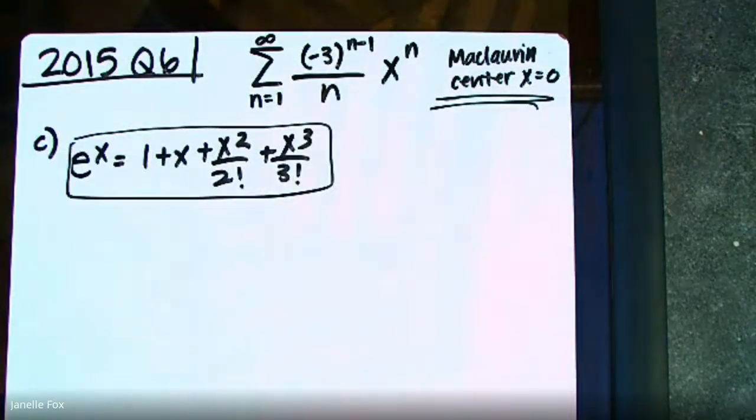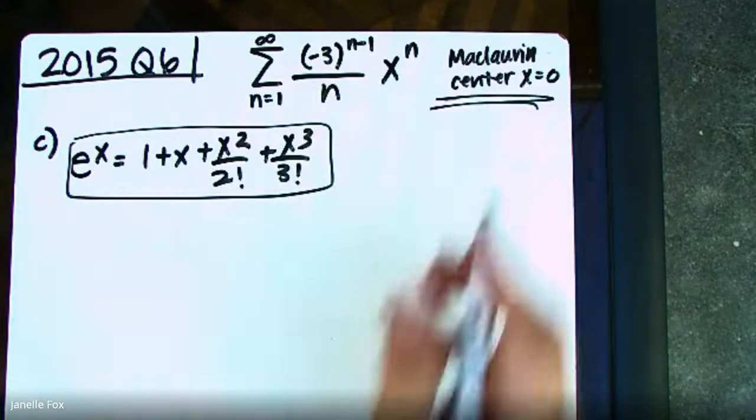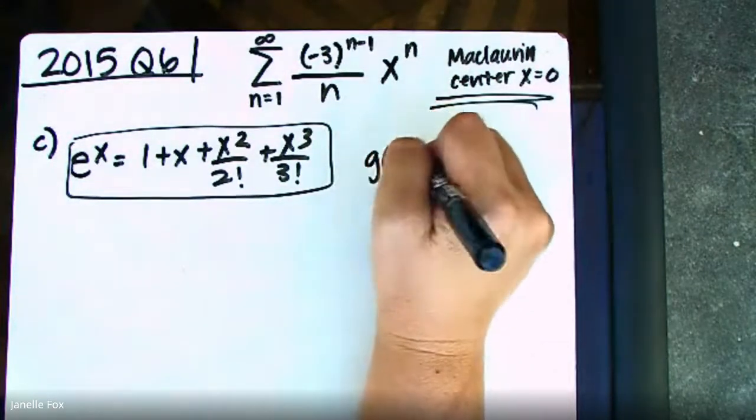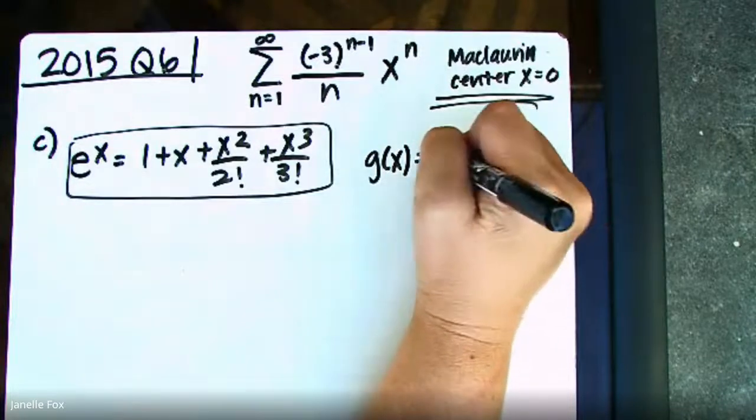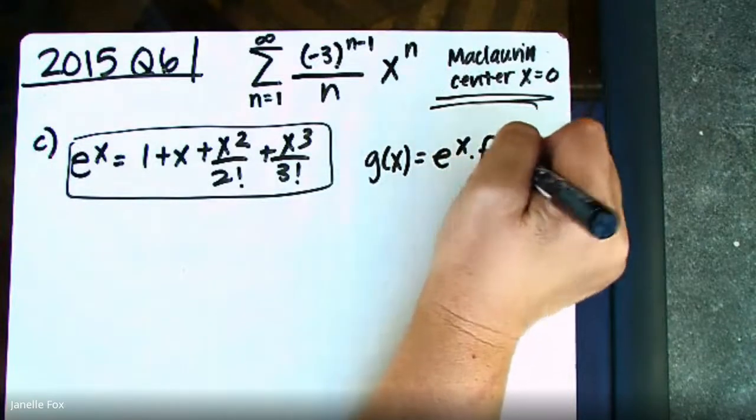The next thing it asks me to do is to find a product. It says that g of x is equal to e to the x times f of x.